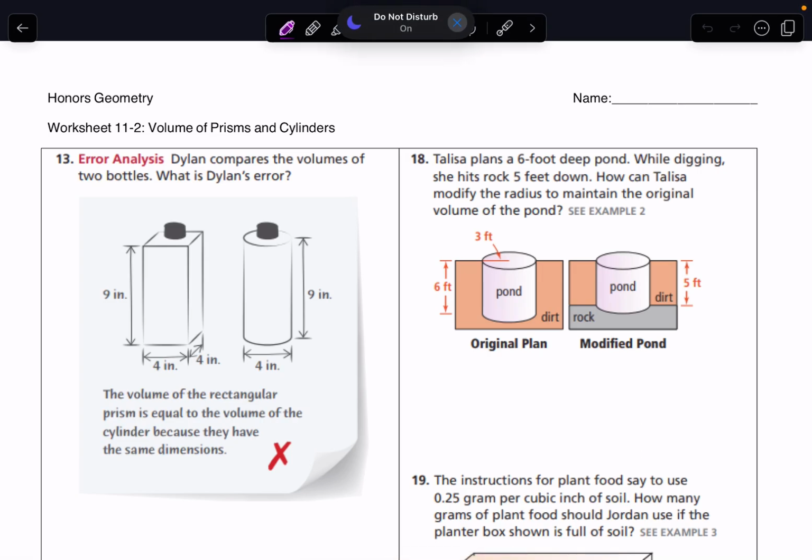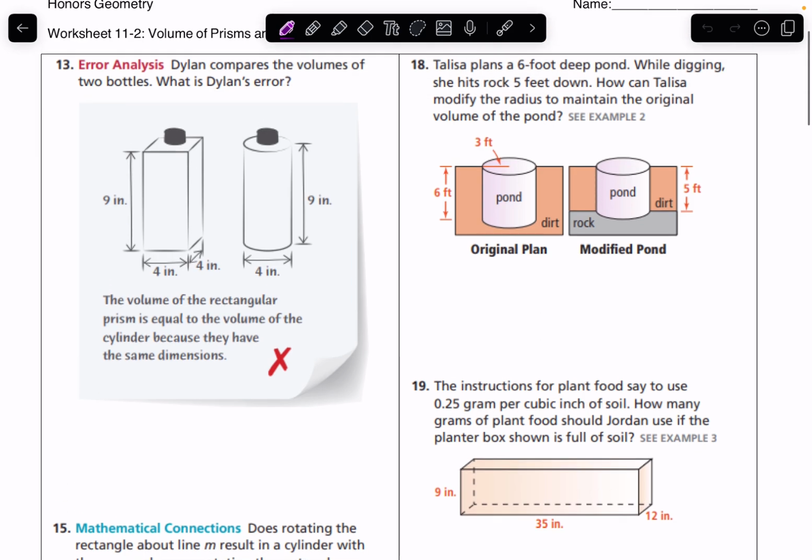Hello everybody. Let us look at the worksheet for 11-2, the volume of prisms and cylinders. Starting with number 13, Dylan compares the volumes of two bottles. What is Dylan's error? He says they are equal because they have the same dimensions. But they don't have the same dimensions all the way around.